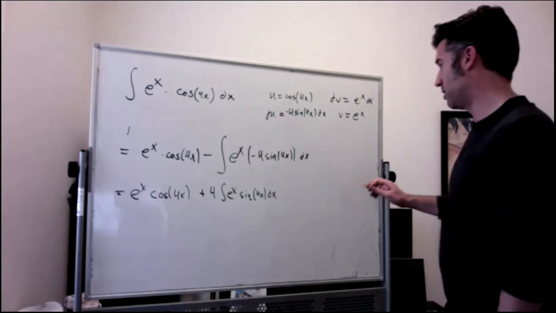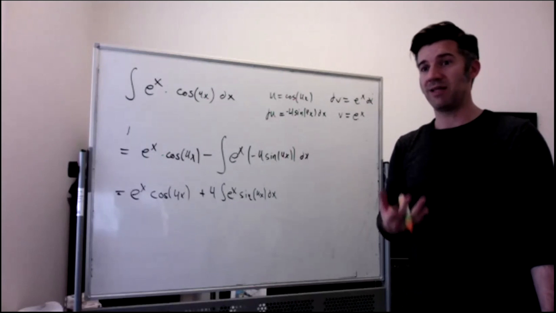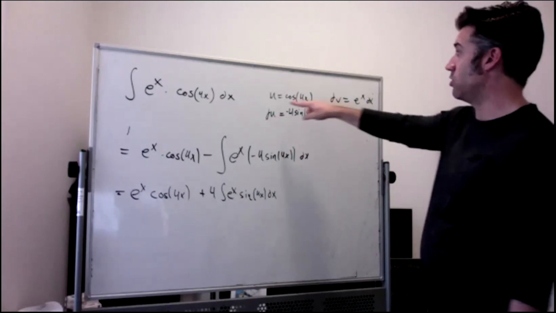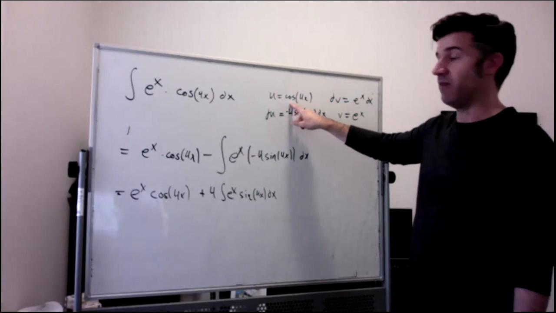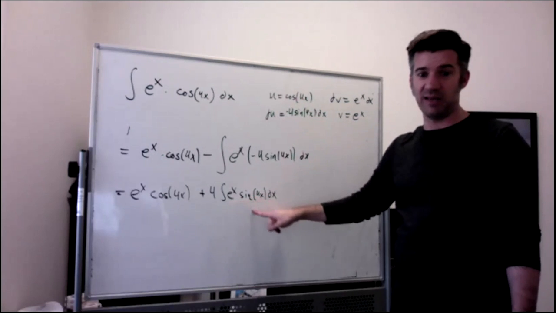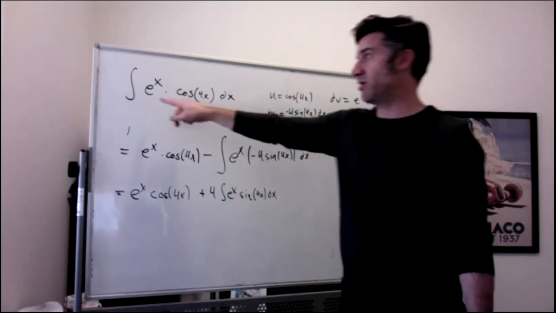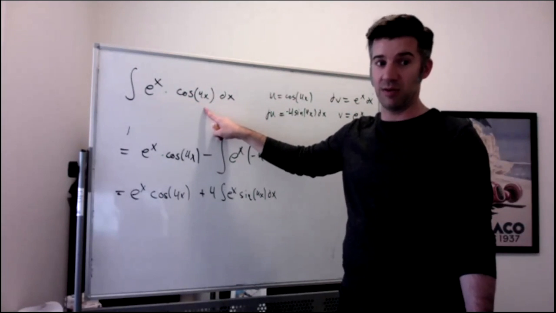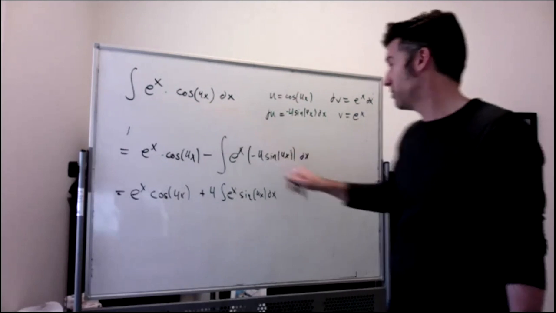Here's where you have to be extra careful. You have to make the same type of choice you made the first go around. Meaning if you let u equal the trig thing, you have to let u equal the trig thing again. If you do it the other way, if you let u equal e to the x and dv equals sine of 4x, you'll undo all the work you did, and you'll get the integral of e to the x cosine of 4x is equal to the integral of e to the x times cosine of 4x, which is very true and also not very useful at all.